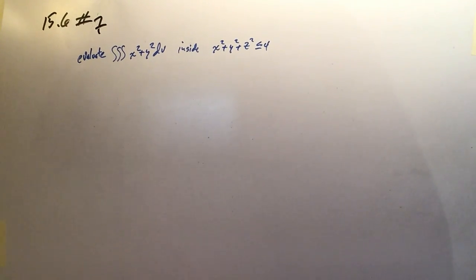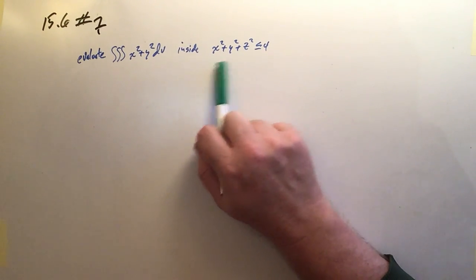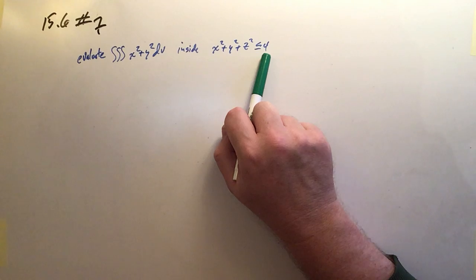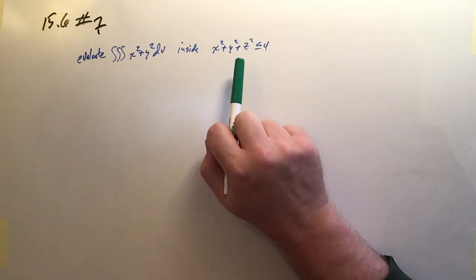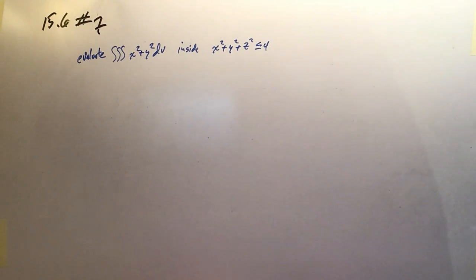This is section 15.6, number 7, and this one's our first spherical triple integral. So we're going to evaluate this one by spherical coordinates because of this condition right here. We want to remain inside of a sphere of radius 2 centered at the origin, and so that condition there makes spherical coordinates most preferable.